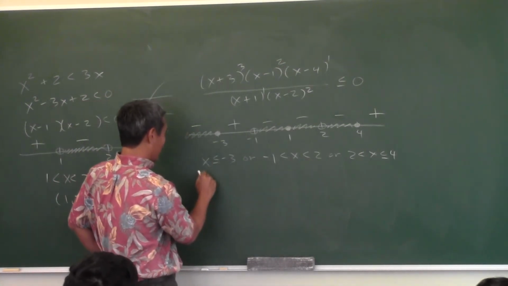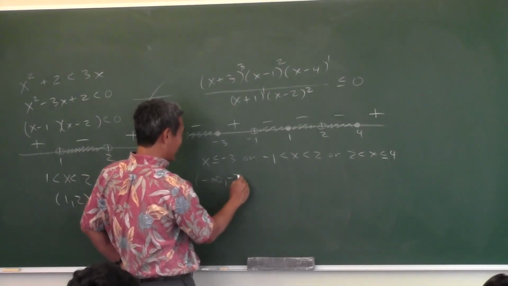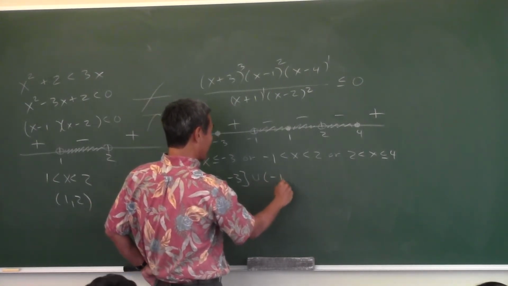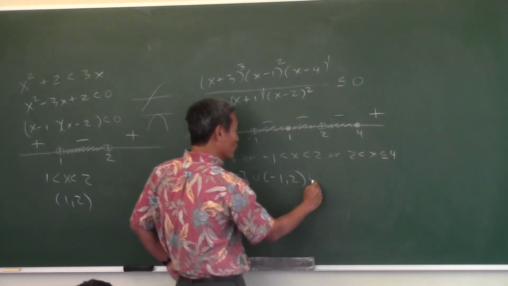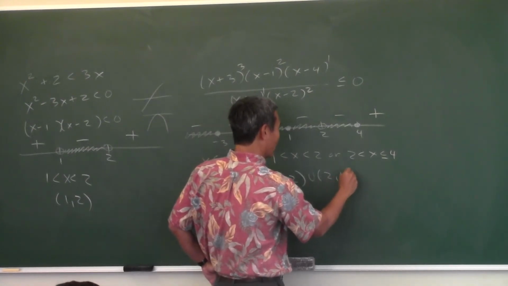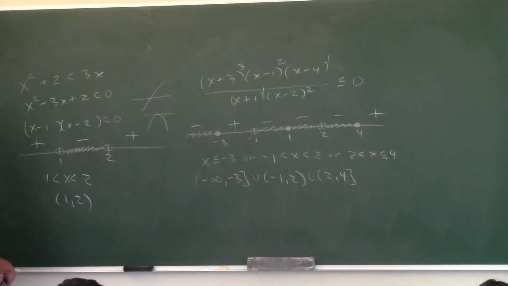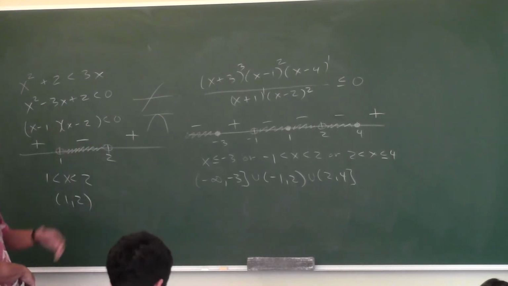Okay, what about over here? -infinity to -3, including -3, union -1 to 2, union 2 to 4, bracket. You guys know bracket means it includes the point, in parentheses it doesn't include, right? I don't care which way you write it. So that's how you solve inequalities.